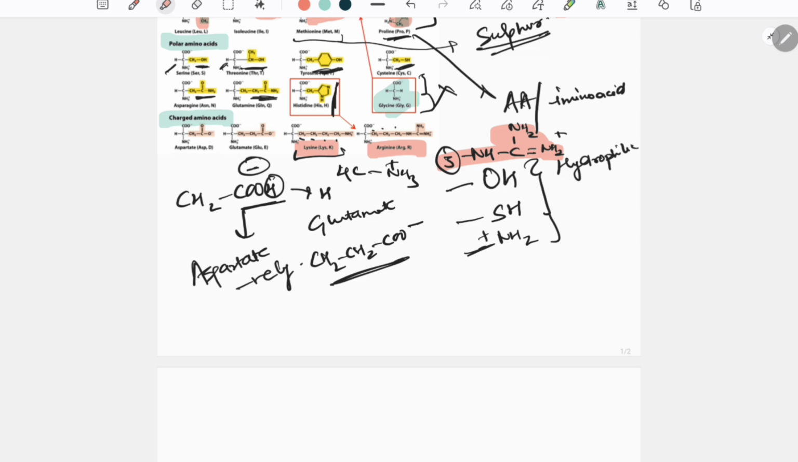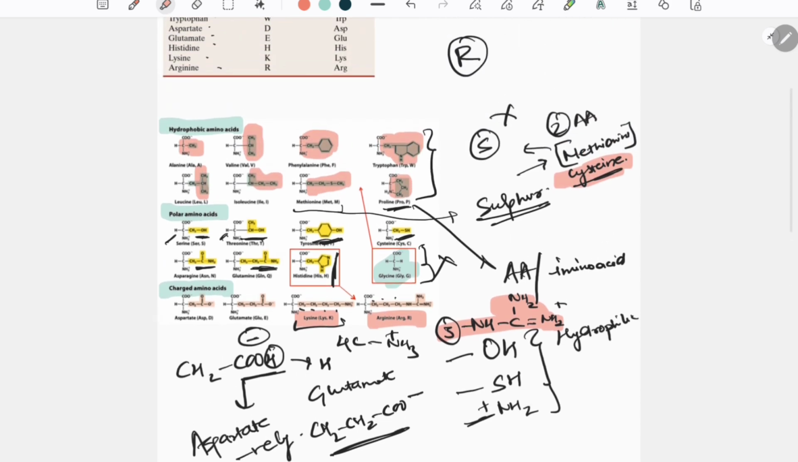Please make the diagrams by yourself, and you'll see the pattern of which amino acids are correlating and which amino acids are not correlating, and based on that we are going to see the difference. And in the next class we are going to learn more about these things.